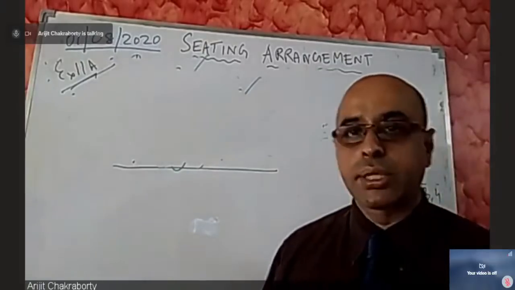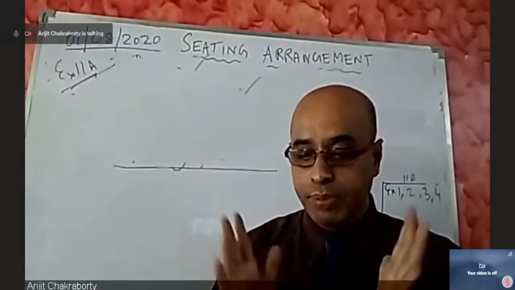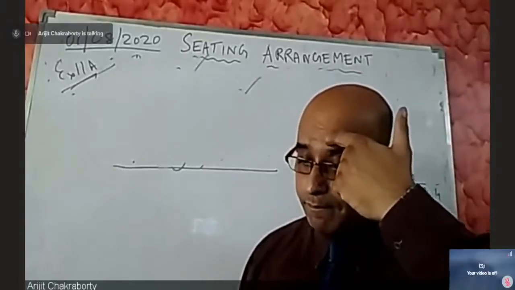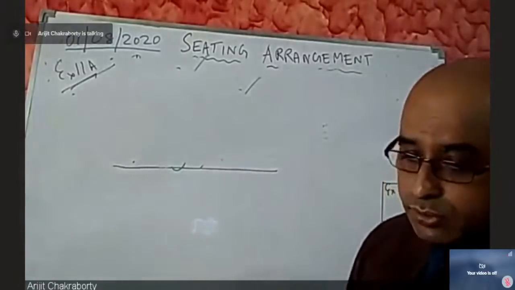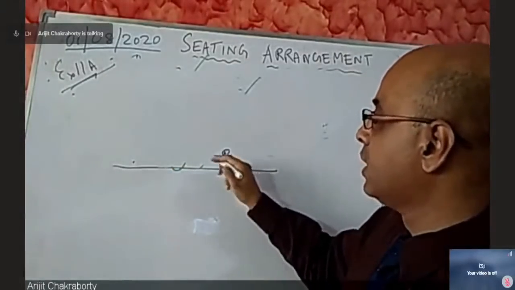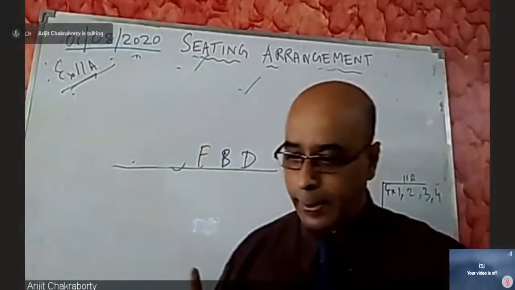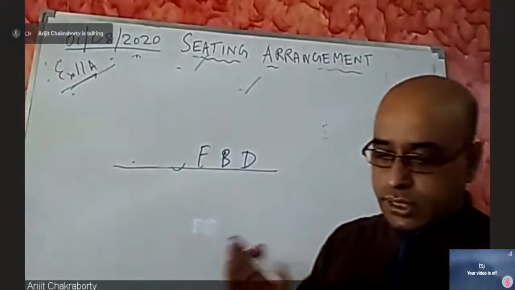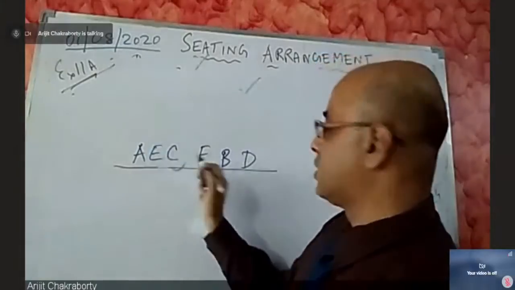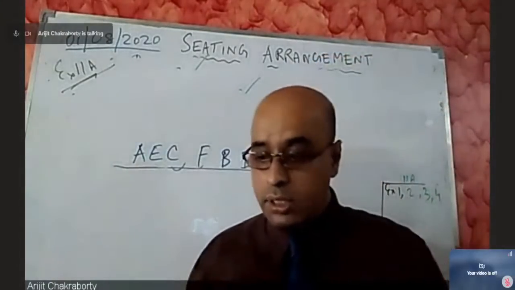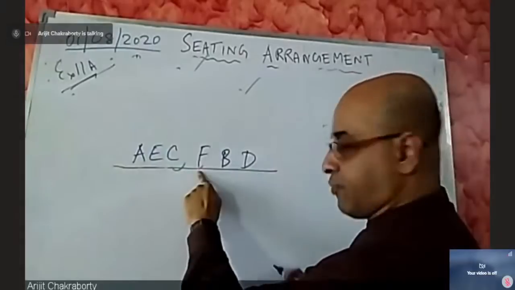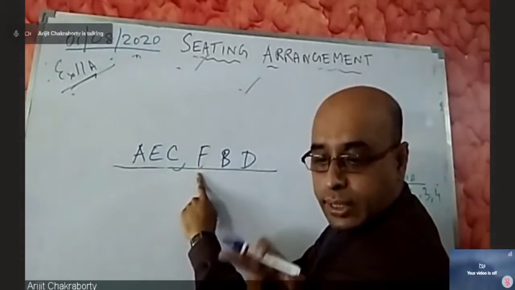Six children A, B, C, D, E and F are standing in a row. B is between F and D. So let's start plotting carefully. B is standing in between F and D. Fine. E is between A and C. So I can write like this: A and C here. E is between A and C. A does not stand next to either F or D. So A is not standing beside D and F. So we have fulfilled that condition.